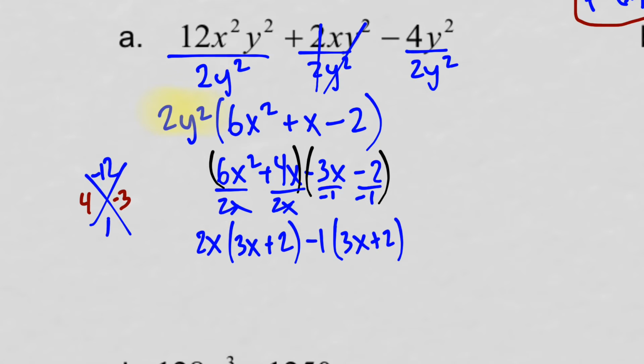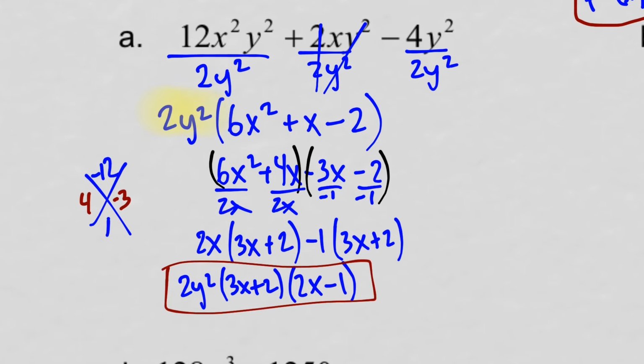And look at that, they have the same factor, so it's 3x plus 2 times 2x minus 1. And there's nothing left to factor there. The only thing left is to remember the stuff we left behind, the 2y squared. That goes in the front. And it's done. That's completely factored.